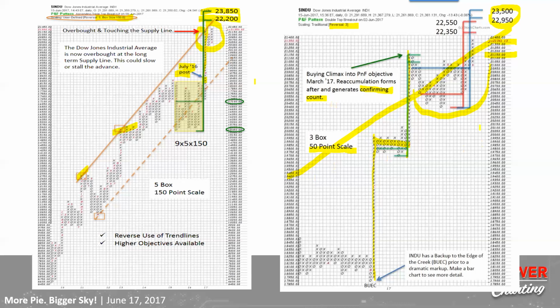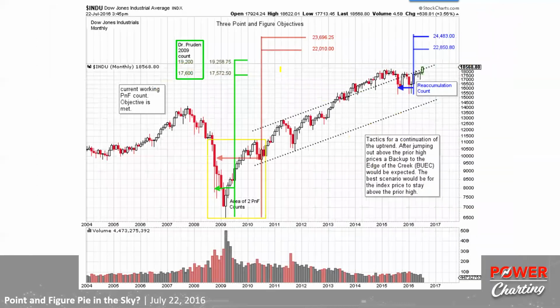So as soon as we got this count right here at this pullback to 2950, right there is when we generated the 23,500 count, matching the 23,850 count roughly. And that's a great timing tool for when the uptrend is about to begin again. And that's exactly what happened.